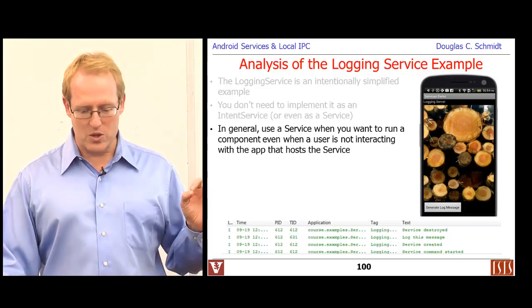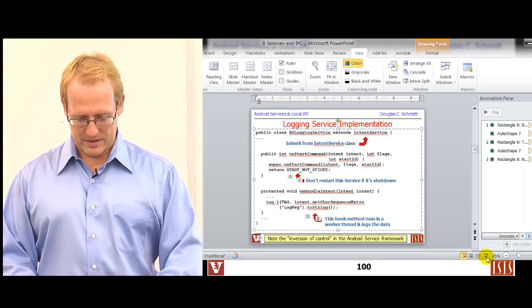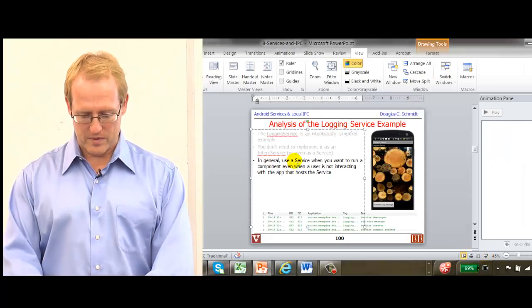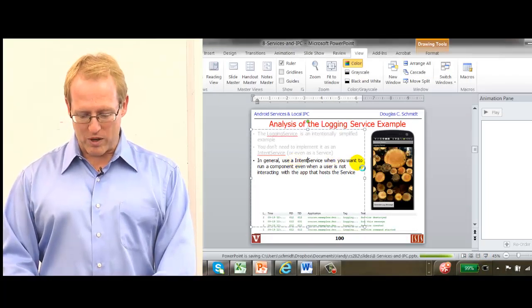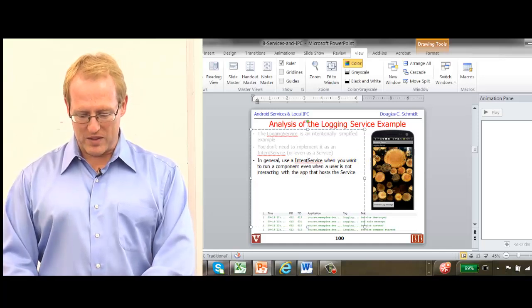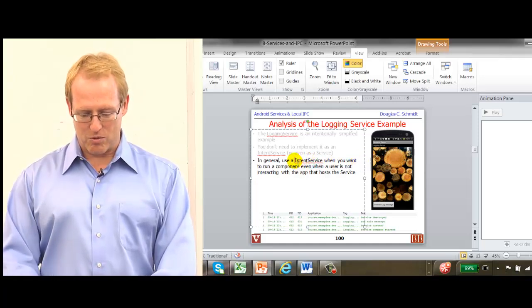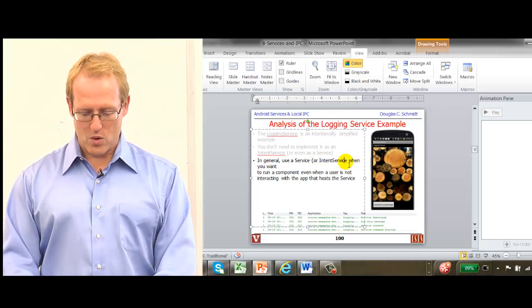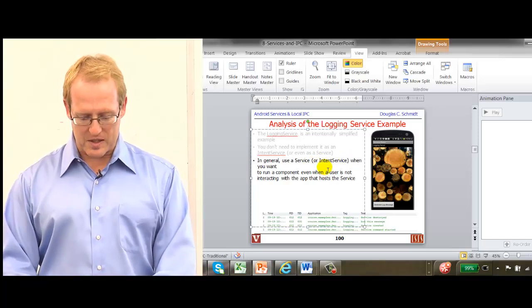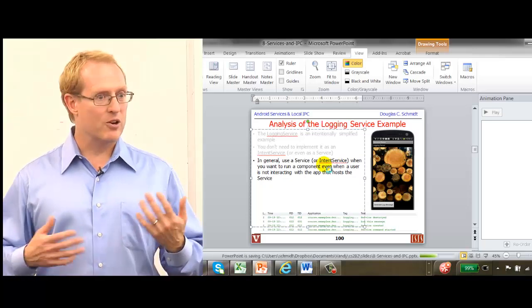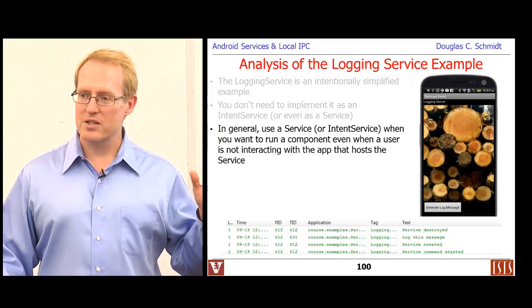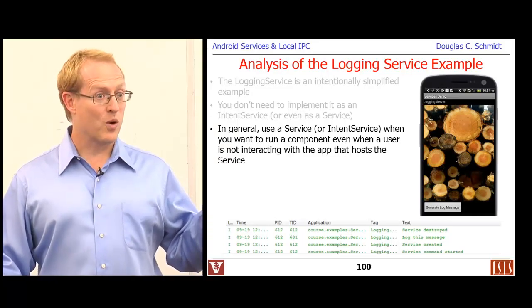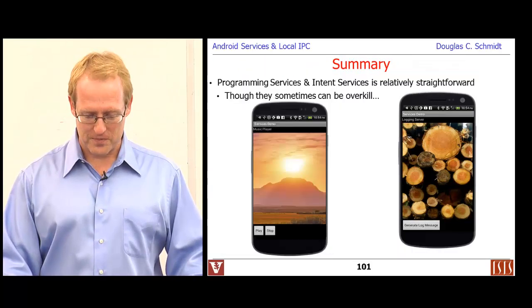In general, you would use the intent service when you want to run a component even when the user is not interacting with the app that hosts that service. So you'd use a service or intent service when the user wants things to keep happening in the background even when they're not talking to things in the foreground. That was the example I gave before. If we were switching around a lot, we wouldn't necessarily want the things to go away. So that's why you use a service in the first place.